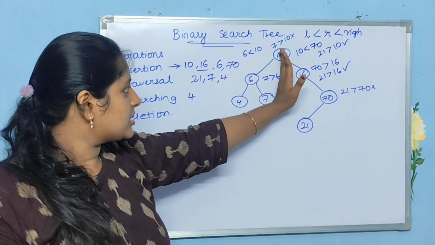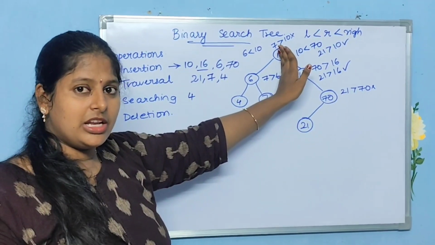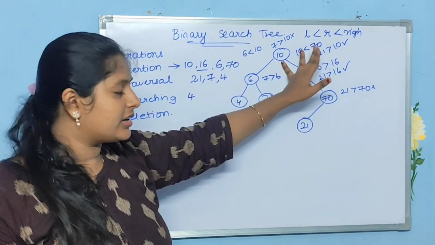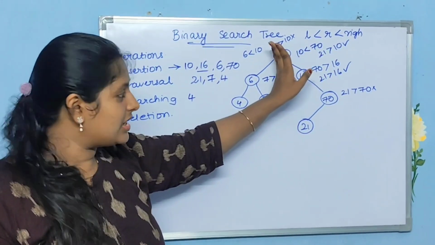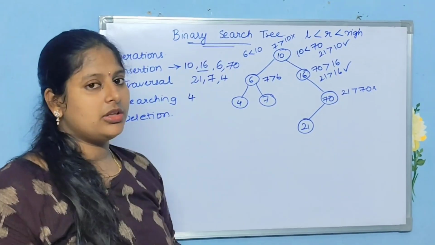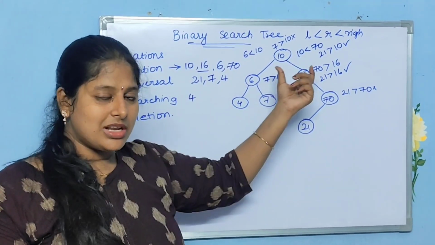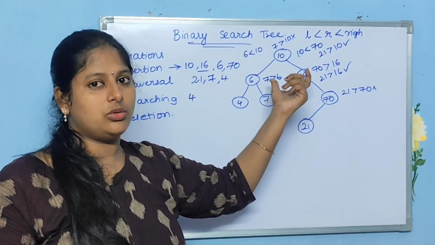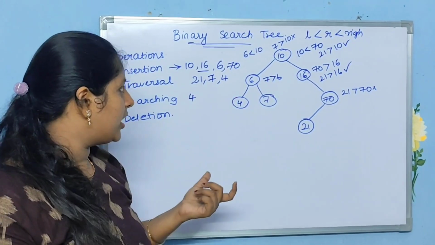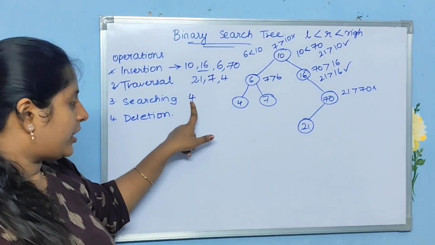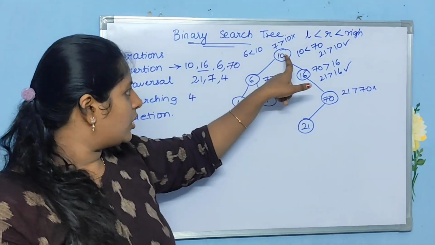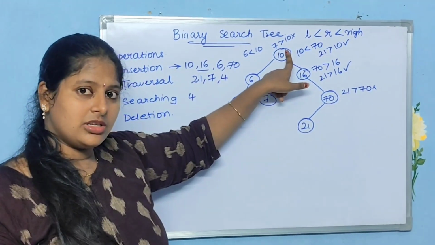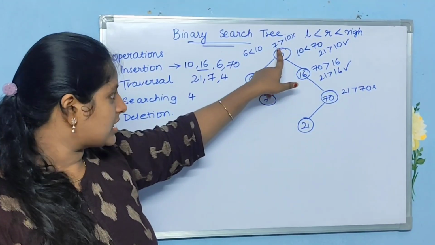Okay, this is my root node. The elements on the right side of the root node are greater than the root node, and the elements on the left side of the root node are less than the root node. Now what should I do? I have to find the location of 4. So 4 is less than 10. So should I go to left or right? Yes, I have to go to the left.